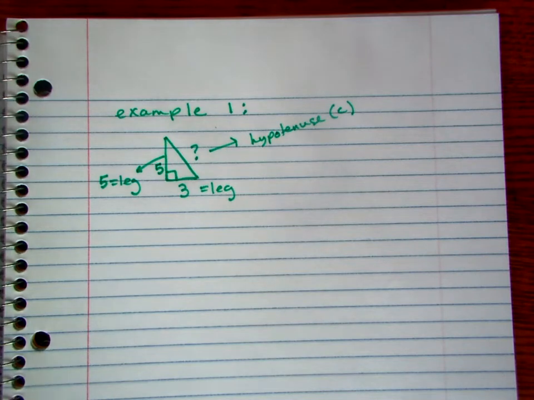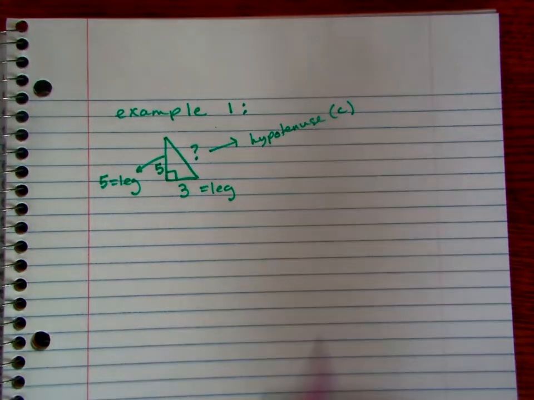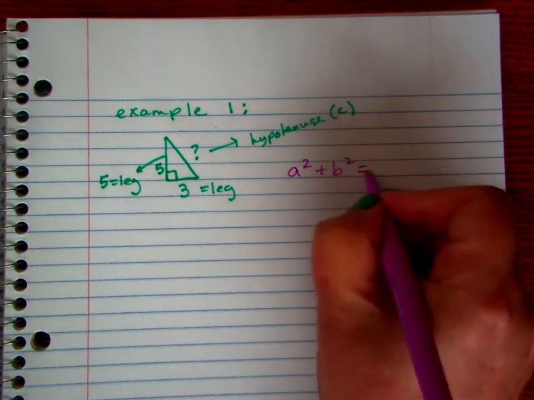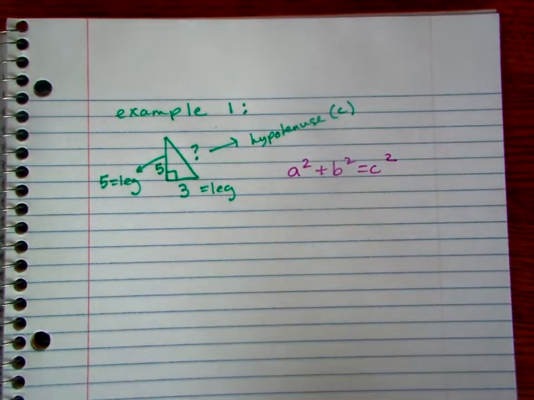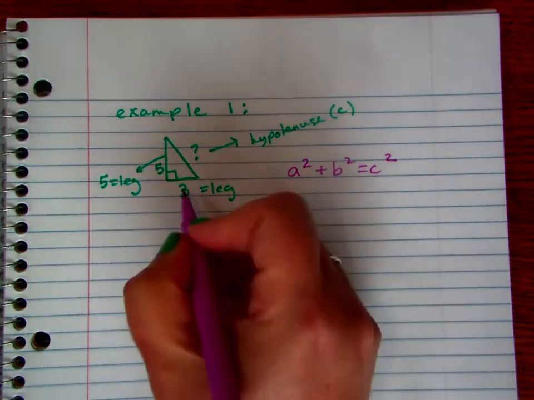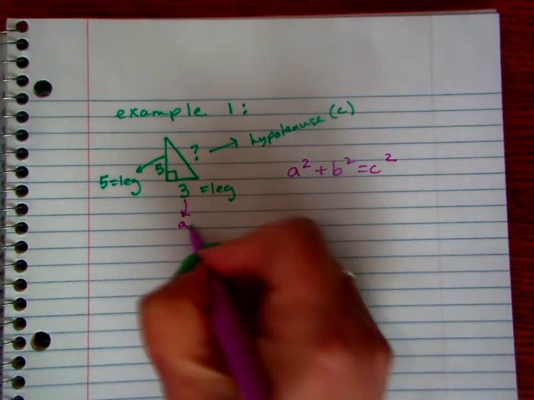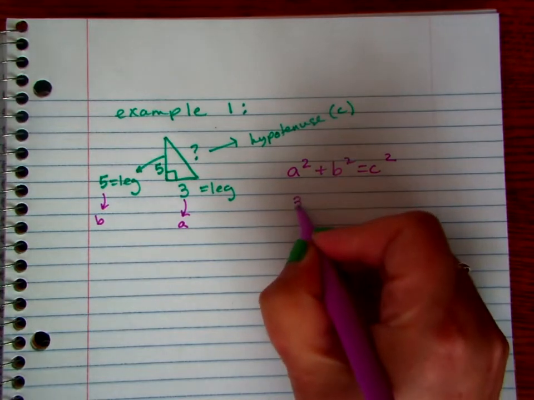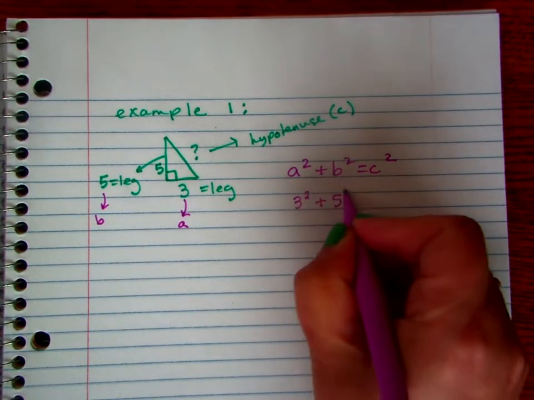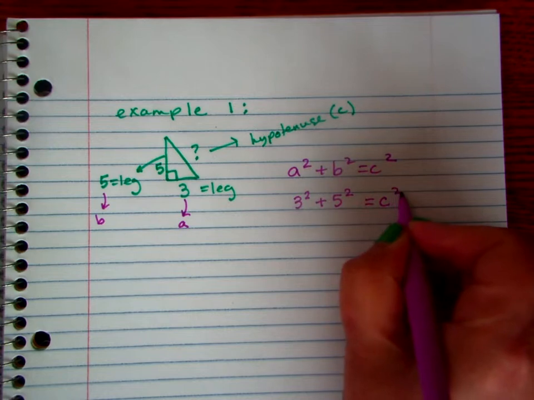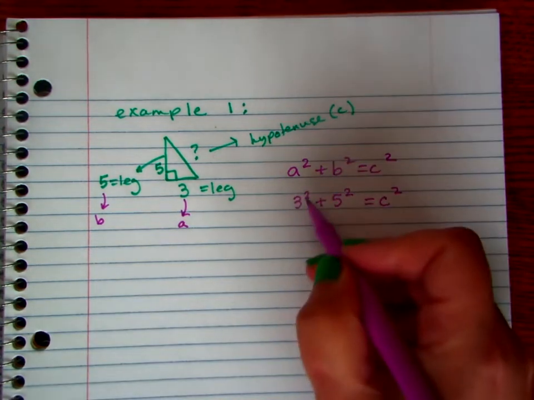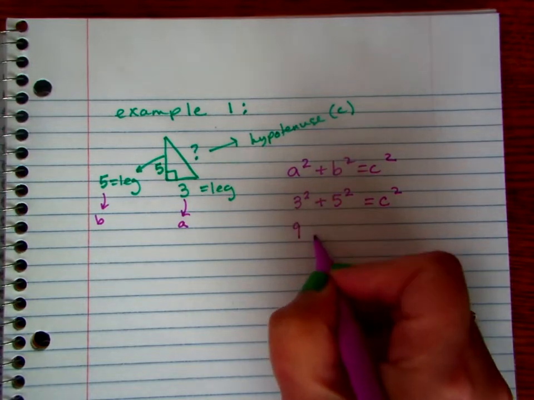So what we will do now is set up that formula. The Pythagorean theorem says a squared plus b squared equals c squared. Okay, now you just choose one to be a and one to be b. It doesn't matter which one. So I'm going to make this a and this b. Okay, so we have 3 squared plus 5 squared equals, and now remember we don't know what c is, so equals c squared. 3 squared is 3 times 3, which is 9.